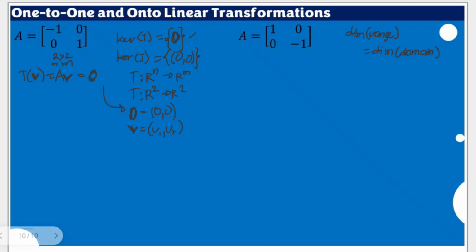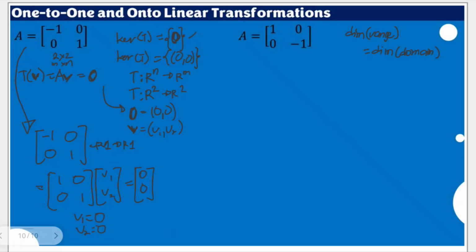The first step in solving for the kernel is actually coming up with the reduced row echelon form of this matrix, negative 1, 0, 0, and 1. Let's try to come up with its reduced row echelon form. So we're going to multiply negative 1 to row 1 for a new row 1. We have here 1, 0, 0, and 1. Once we reach this reduced row echelon form, let's multiply our vector v sub 1, v sub 2, and equate to the zero vector, 0, 0. This means that v sub 1 is 0 and v sub 2 is 0.